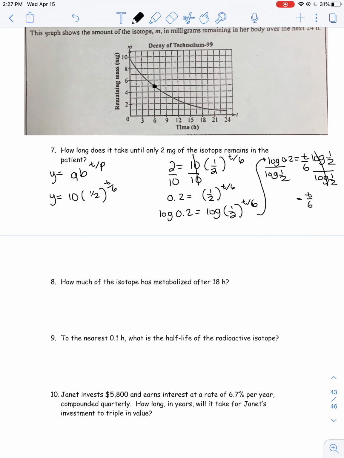So put log of 0.2 divided by log of 1/2. And we should get 2.32. And then you're going to multiply both sides by 6. And that gives us, if we round to the nearest whole number in this case, T would equal 14 hours.